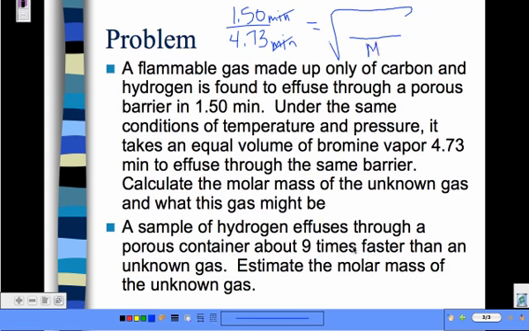We're going to solve for the molar mass of that compound, and the molar mass of bromine will go on top. What's the formula for bromine gas? Br2, right? So bromine is 79.9. Multiply that by 2.